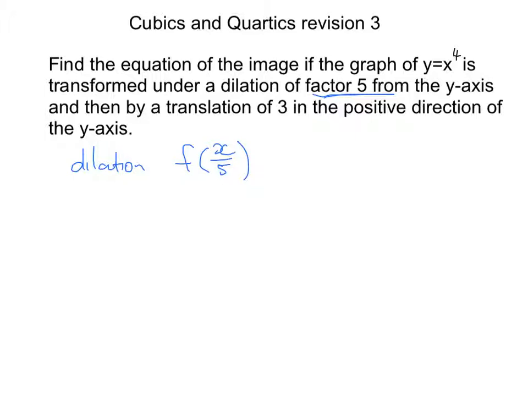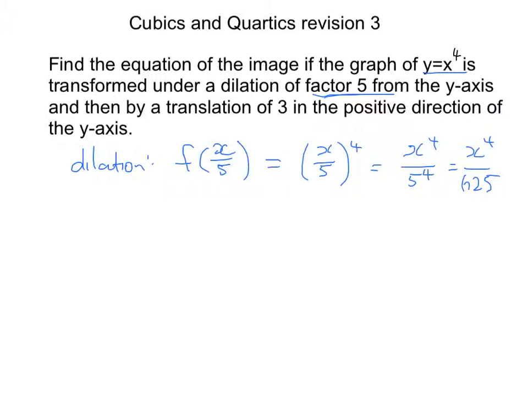And in our equation we've got y is equal to x to the 4, the function of x equals x to the 4. So we're going to substitute x for x over 5. So this would become x over 5 to the power of 4, which is x to the 4 over 5 to the power of 4, which is x to the 4 over 625. So that's applied the dilation component of it.